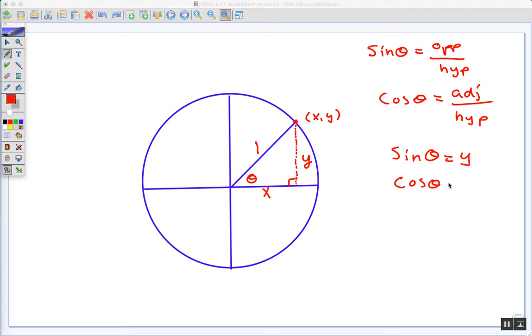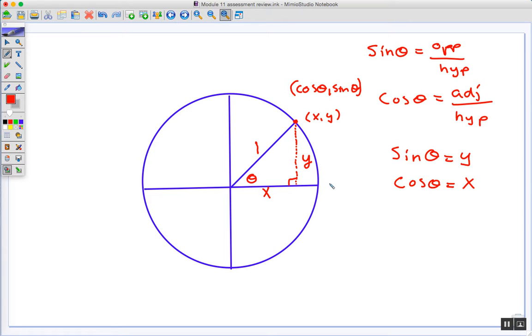Cosine of theta is equal to adjacent over hypotenuse, which is x. So we could just as easily define this ordered pair as cosine theta, sine of theta. And that's another practical way to identify this coordinate.